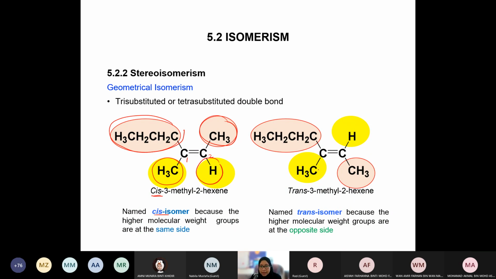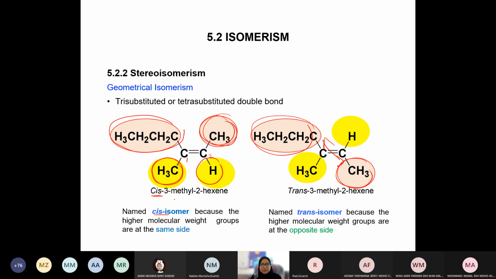Okay. On the other hand, trans, okay, the higher molecular weight are located on the opposite side. So this is called trans. Trans means opposite. So what is opposite? The higher molecular weight are located on the opposite side. Okay, that is why I say it is dangerous if you just base on the same group of atom. Like this CH3, CH3. Oh, CH3, CH3 are the same. So they sit opposite. So it is trans. Wrong. Okay, so please don't do that.